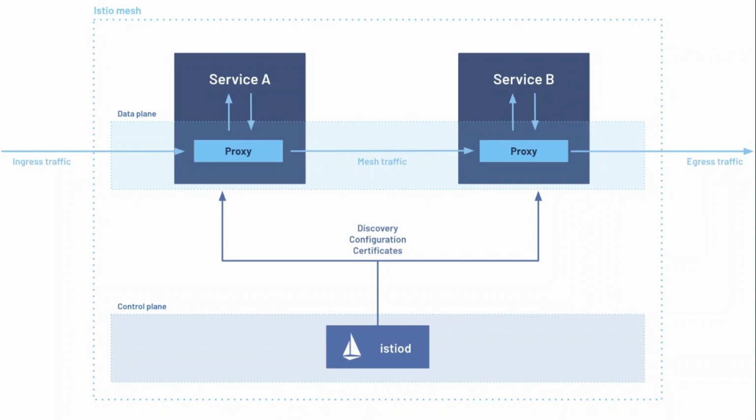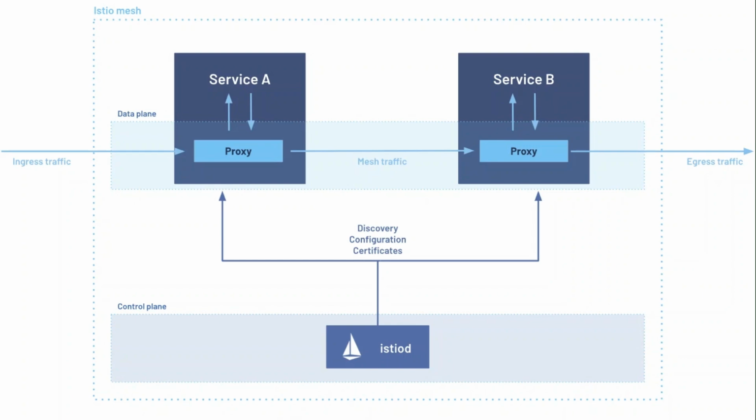Now let's look at the traffic flow. First one is ingress traffic. Traffic coming into the mesh passes through the proxy of Service A. Then mesh traffic: communication between services like Service A to Service B is managed by the respective proxies. And final one is egress traffic. Traffic leaving the mesh is routed through the proxies.